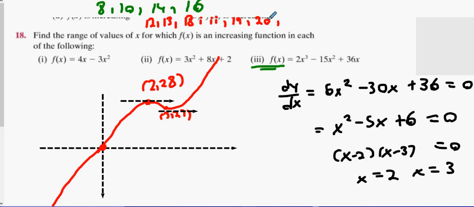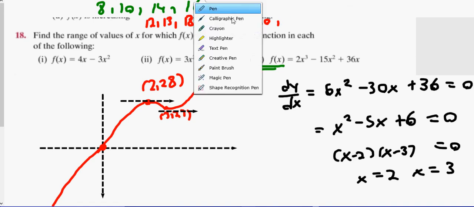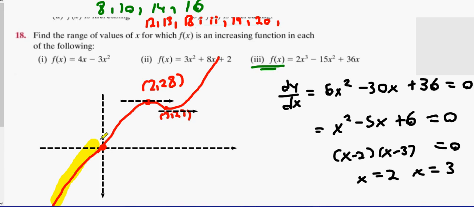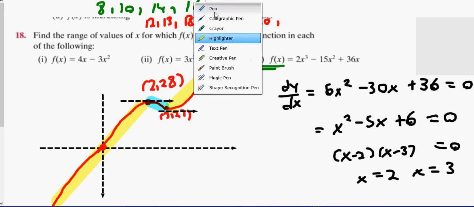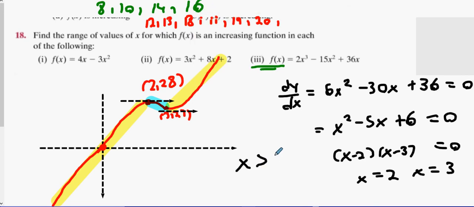Now, do you want it increasing or decreasing? I would say that everything in the yellow region is on its way up. I would say the really tiny blue region is on its way down. And everything in the next yellow region is on its way up. So what do you think? Any value bigger than? Any value to the right of 3. And any value to the left of 2, and you're done. That's for increasing. It only decreases in the blue region, and there's a tiny little region there, okay?